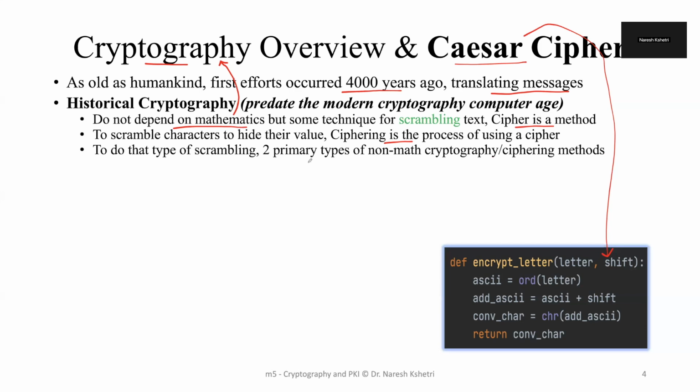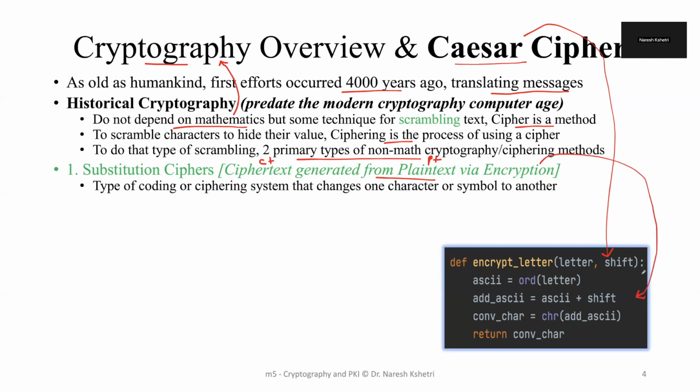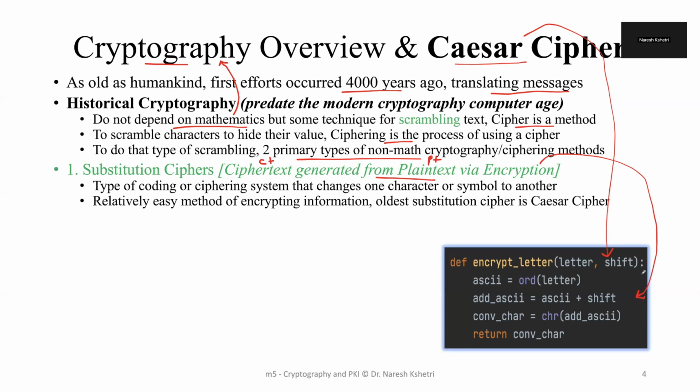To do that, there are two types of non-math cryptography methods. We will go one by one through what those methods were. The first one is the substitution cipher, where the ciphertext is generated from plain text via encryption. We will see how it is generated exactly in the code, the PT and the CT. We call it encryption: we convert each character using a function from the plain text to the ciphertext. It is a type of coding or ciphering system that changes one character or symbol at a time, so that one character is converted to another character or symbol. The oldest substitution cipher we are going to talk about today is the Caesar Cipher method.